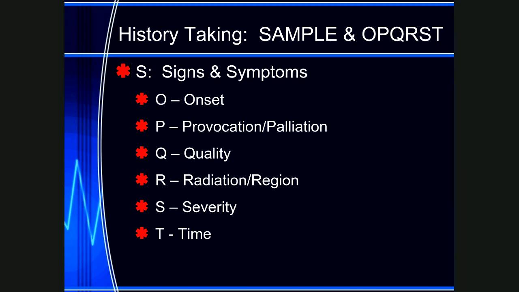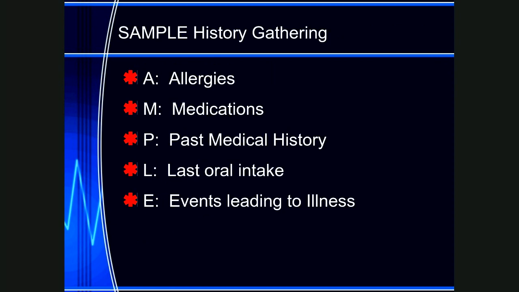So that's the OPQRST, but we take the S out of the SAMPLE history to use, because we use the OPQRST more with the medical patient versus the trauma. Our SAMPLE history, we've already got the signs and symptoms if we used OPQRST. If not, stick the S back into the SAMPLE, and you start off with signs and symptoms.